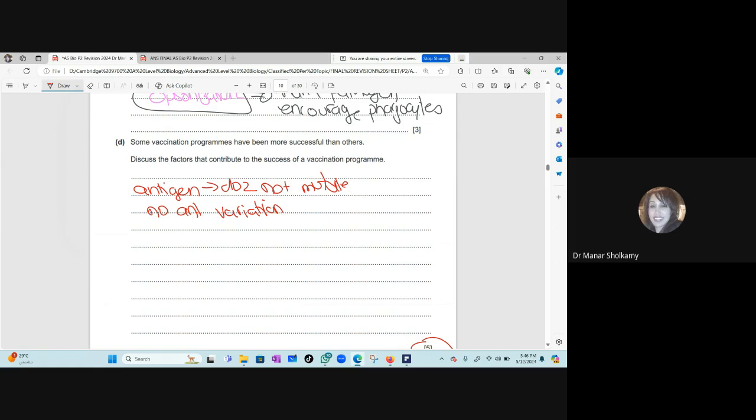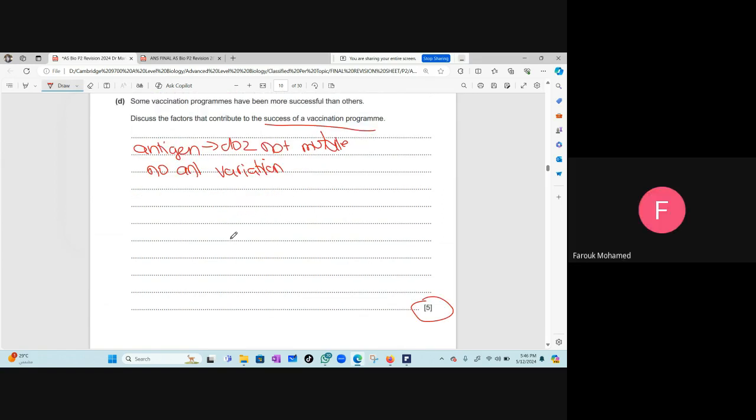Give me another reason, or several reasons, for the success of a vaccination program. If most of the population is vaccinated, that will cause good immunity, so a decrease in spread. Good. When we vaccinate nearly 99% of the population, this has a name.